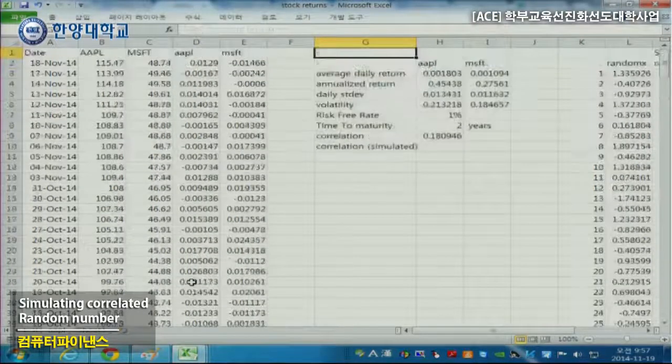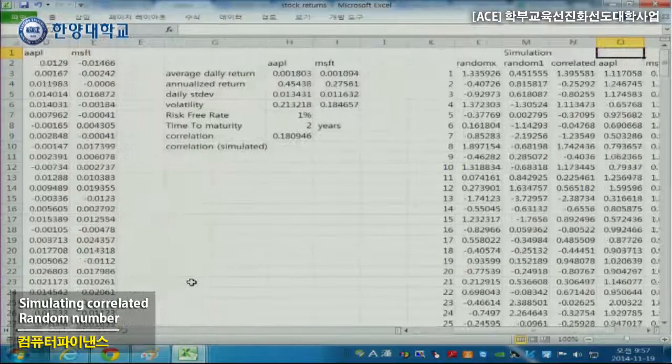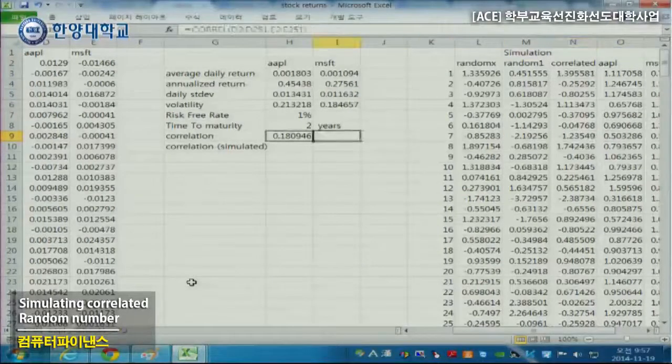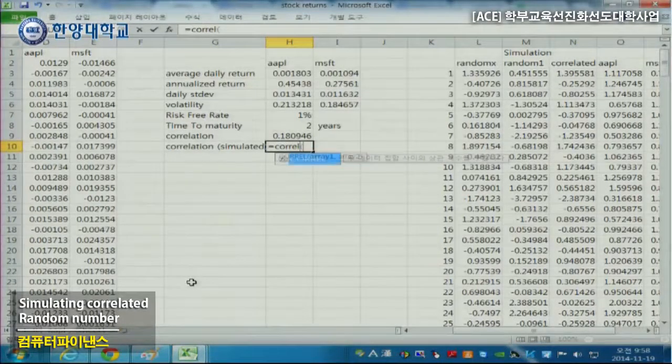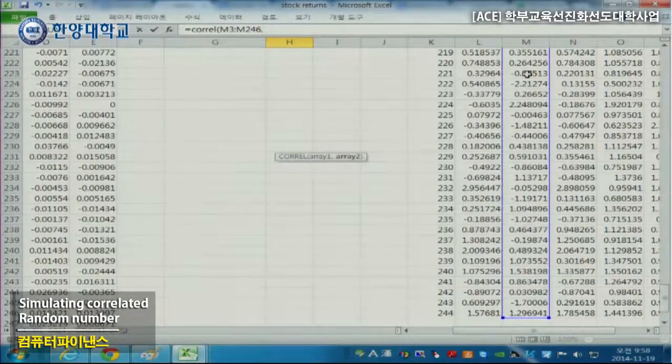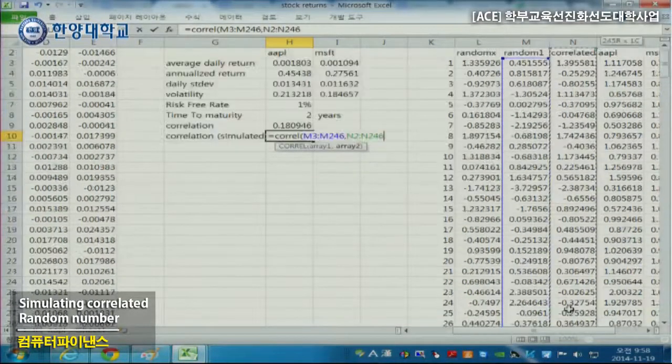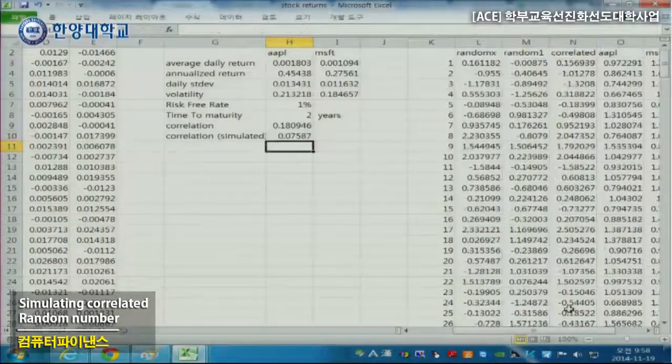Okay, let's check whether the correlation is indeed 18%. Correlation between this one and then this one. Okay, interesting.